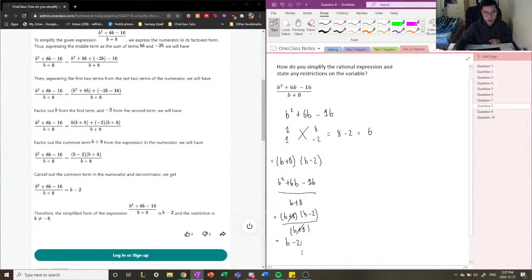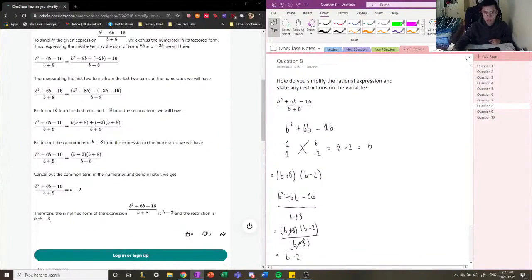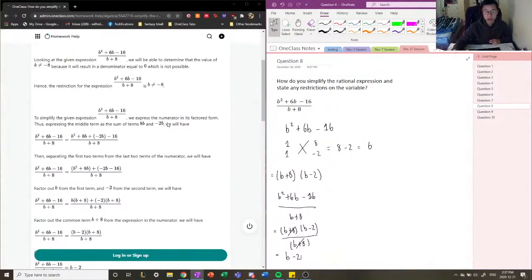Even though our simplified rational expression is b minus 2, we have to evaluate the original expression, right? What they mean by any restrictions on the variable is that for rational expressions and rational functions, there are undefined values. These undefined values are whenever the denominator is equal to 0. And this has something to do with the limits of a function. We won't get into that in today's lesson. But whenever the denominator is equal to 0, you cannot divide anything by 0, so we have an undefined value.